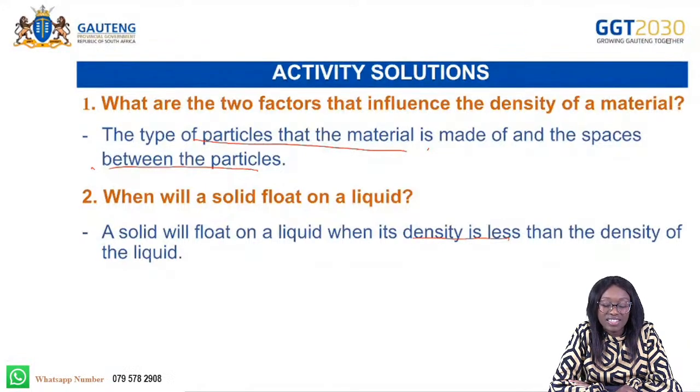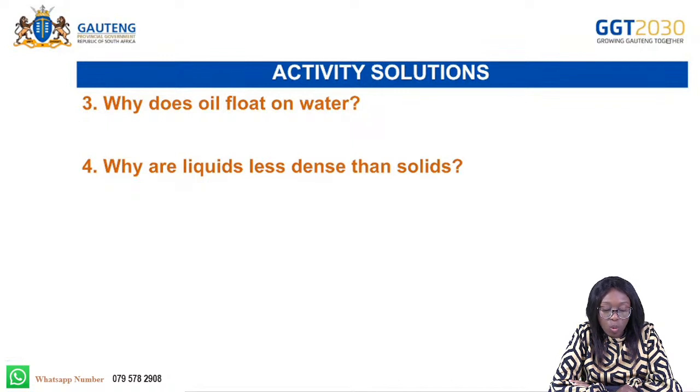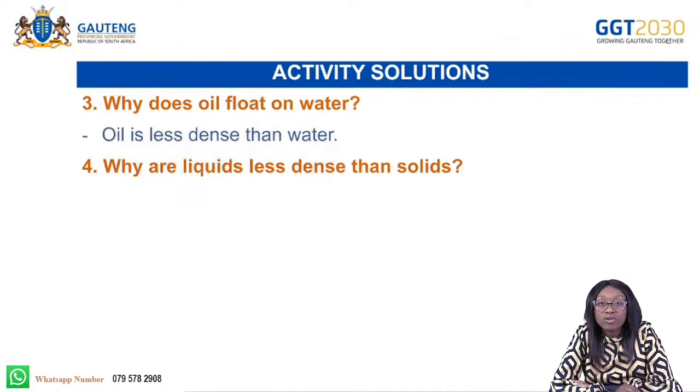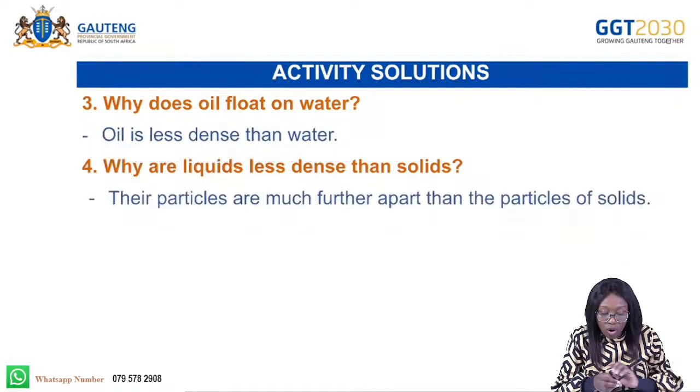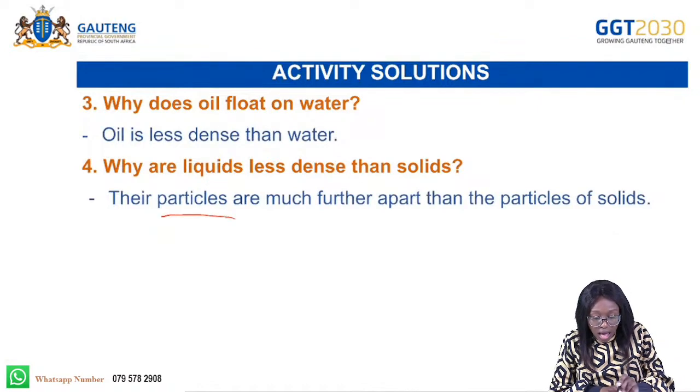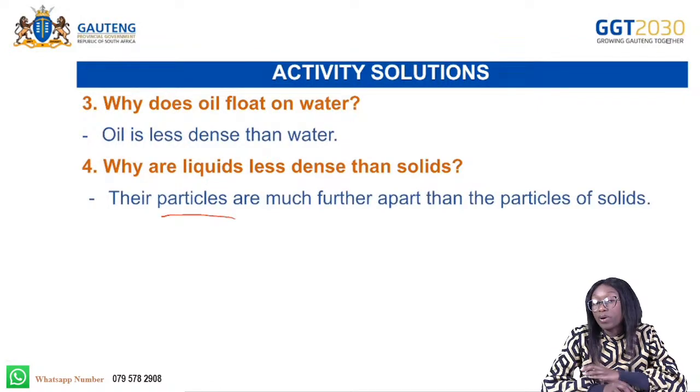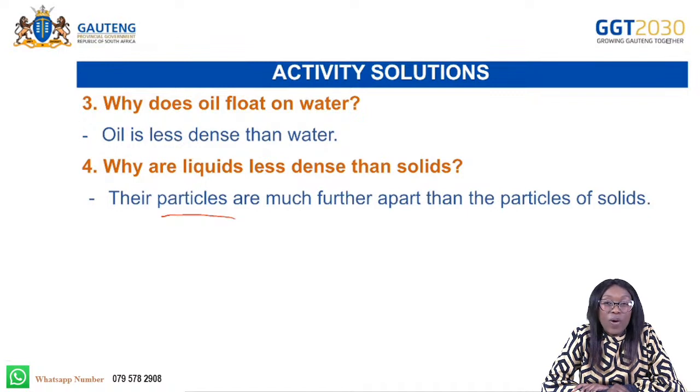Welcome back, learners. Let's answer questions 3 and 4. Why does oil float on water? Oil floats on water because oil is less dense than water. Liquids are less dense than solids because their particles are much further apart than the particles of solids. Take 1 minute to copy down these corrections.